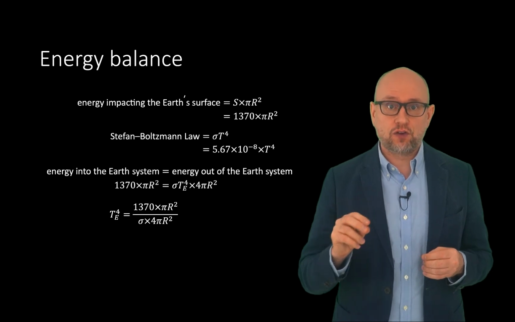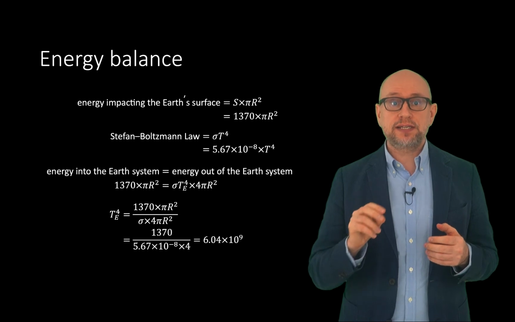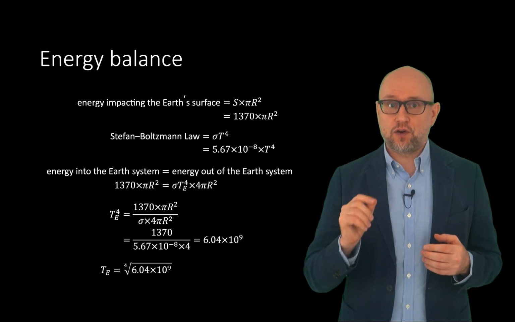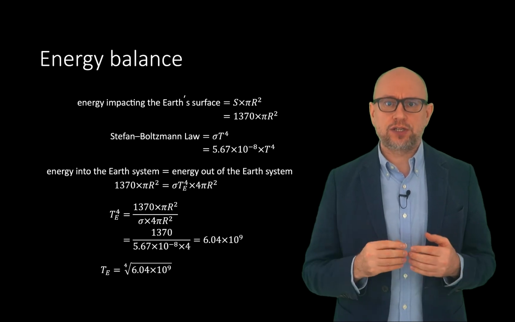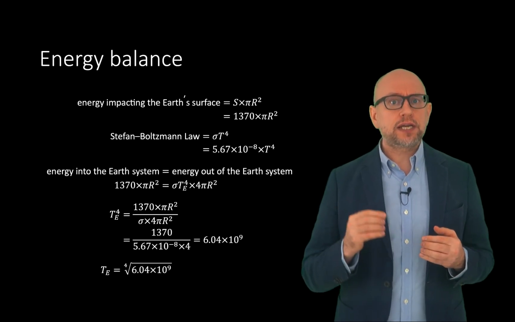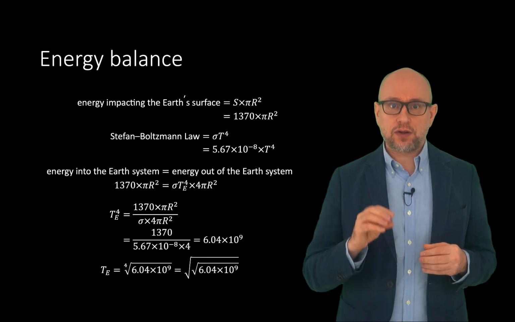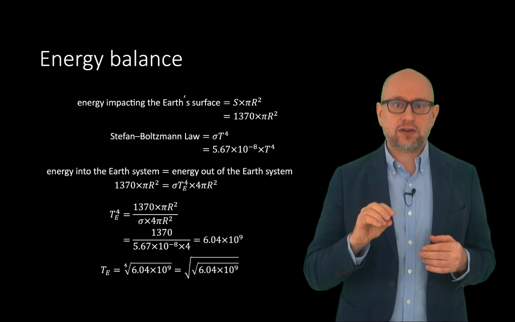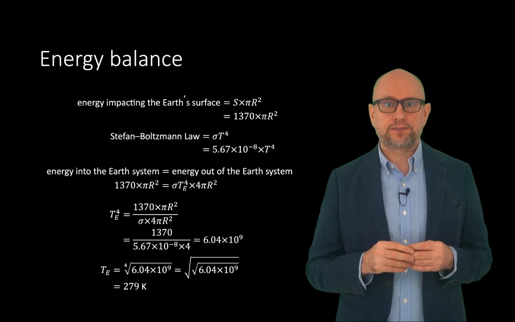Initially, we find that the fourth power of the temperature is approximately 6.04 times 10 to the 9. If we take the fourth root, we can find the temperature. The fourth root can be calculated on most calculators, but it can also be calculated by taking the square root twice. Ultimately, this results in a calculation of the Earth's surface temperature of 279 Kelvin.